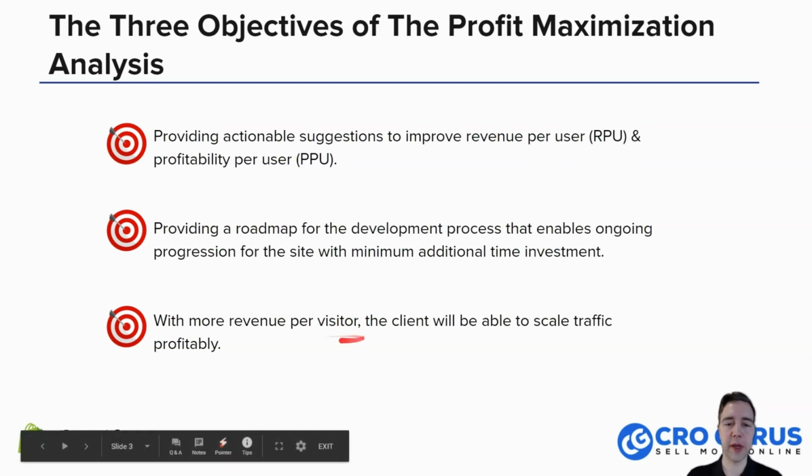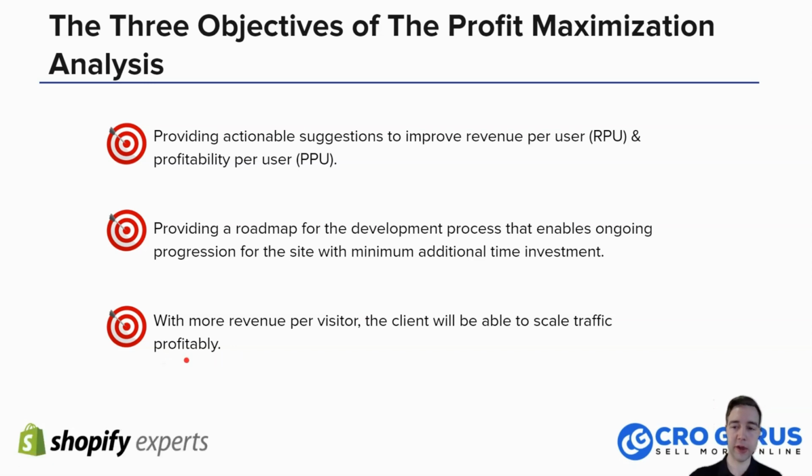So the more you make per visitor, the more you'll be able to scale your traffic, and not only scale it, but scale it profitably. So either scaling your traffic or making more money out of your current traffic. We can do that with an actionable roadmap guiding you on what to change in order to help you progress with your site with minimum additional time. So that's the general thread with this audit.